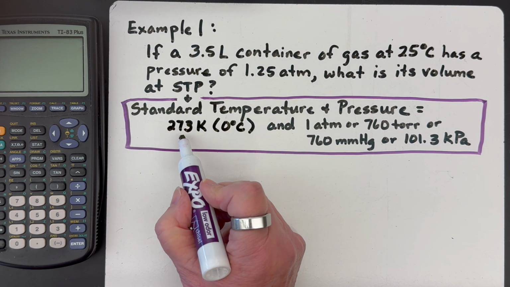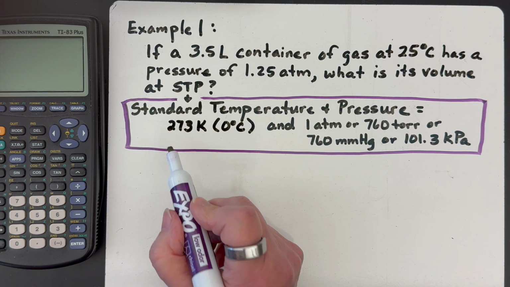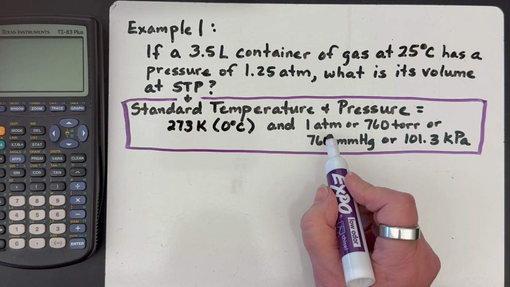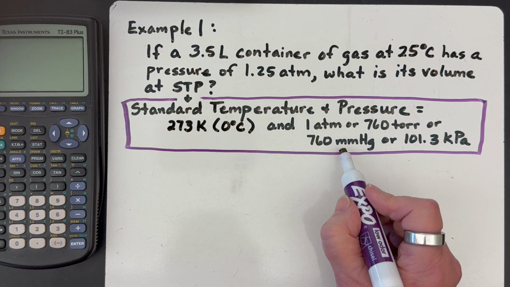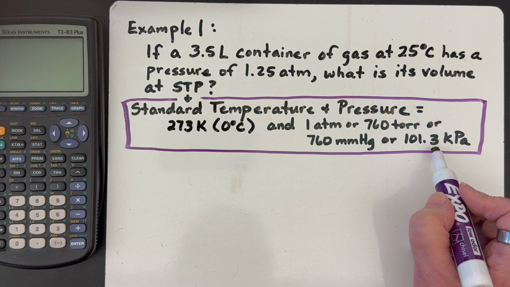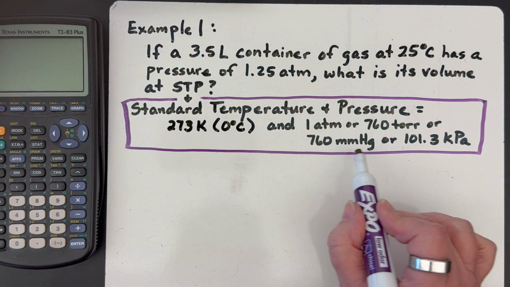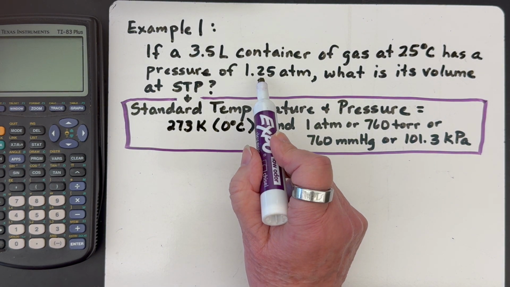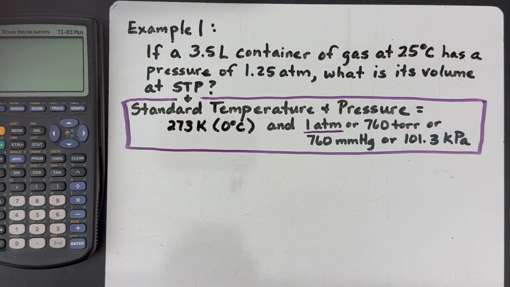Standard temperature is 273 Kelvin, which is the same as 0 degrees Celsius. But remember, in gas laws, we're going to use Kelvin. And standard pressure is 1 atmosphere of pressure, which is the same as 760 torr, which is the same as 760 millimeters of mercury, which is the same as 101.3 kilopascals. So these are 4 different pressure units that you may see, and these are the standard pressures in those units. Since we were given ATM, atmospheres, we want to use standard pressure in atmospheres, which is 1.0000, however many zeros you want.